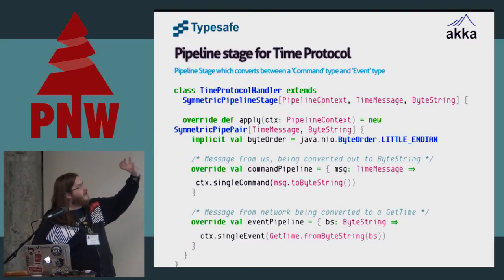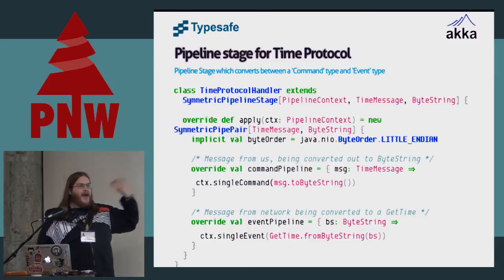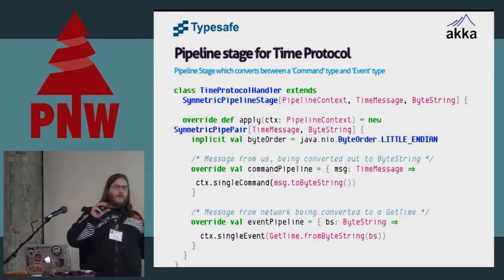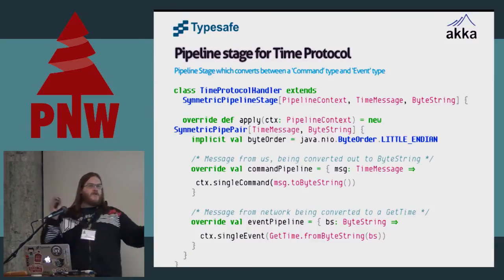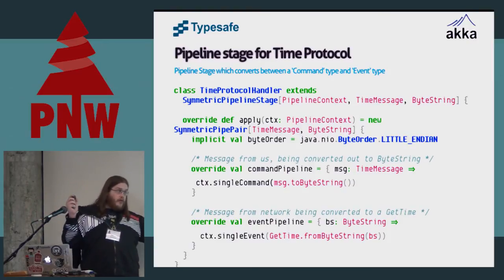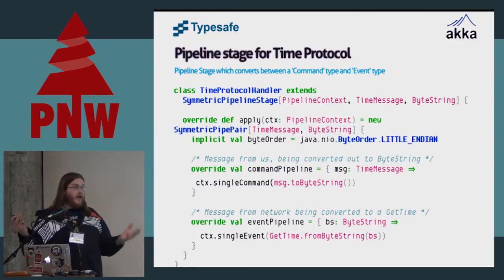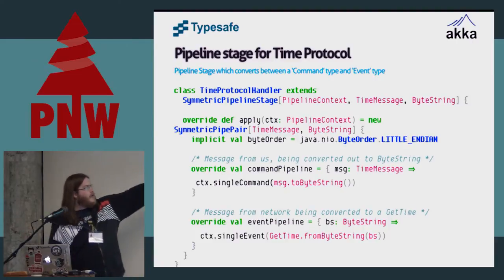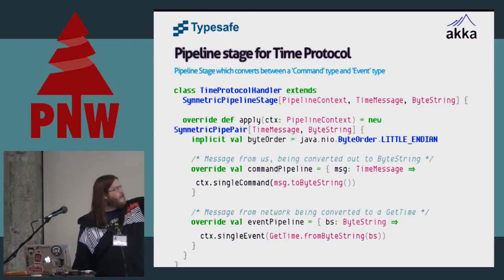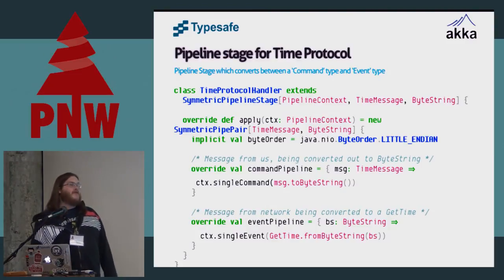What we've got here is an instance of what's called a symmetric pipeline stage. What that means is that commands going out and events coming in are going to be translated between the same types. On the left side, we want time messages, and on the right side, we want our byte strings. And so we've got a command pipeline that says when you get a time message, convert it to a byte string, and when you get a byte string, convert it to a time message.